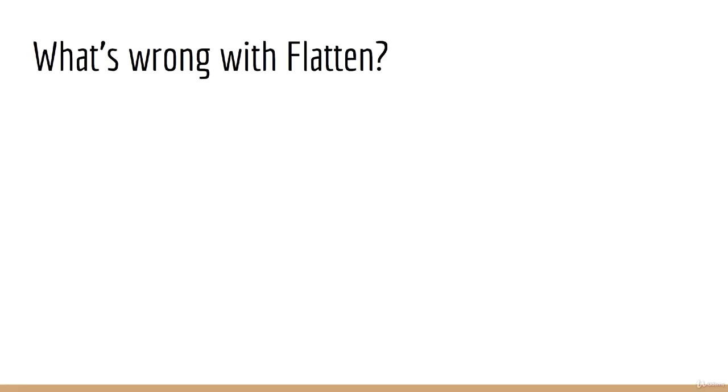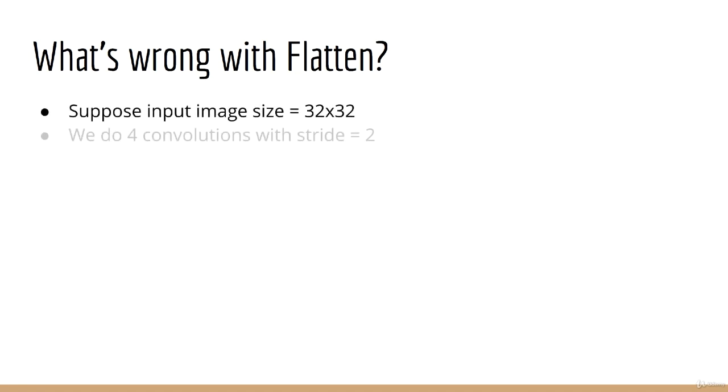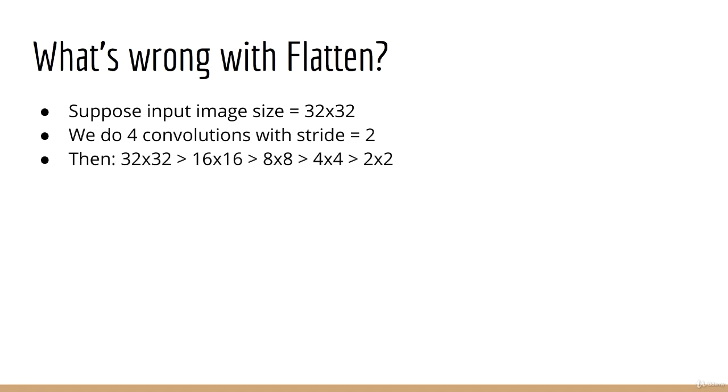Let's consider first why a simple flattened layer would not work. Suppose again we have an input image of size 32 by 32 and 4 convolutions. Assume again we use convolution in same mode and we have a stride of 2. So after the first convolution we get a 16 by 16, after the second convolution we get an 8 by 8, after the third convolution we get a 4 by 4, and after the fourth convolution we get a 2 by 2.